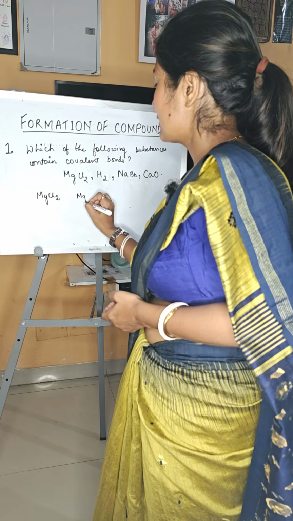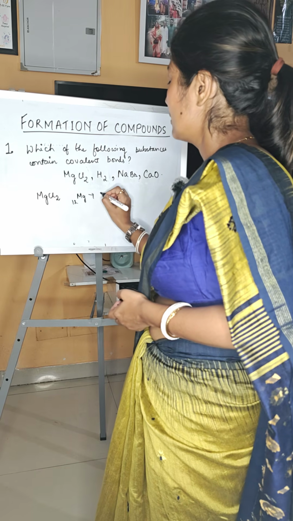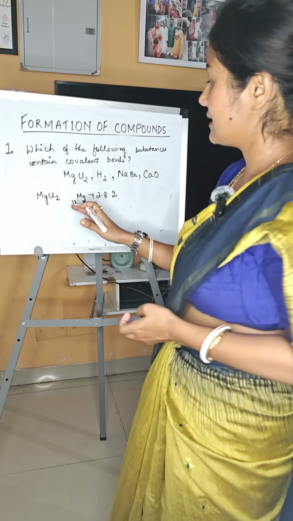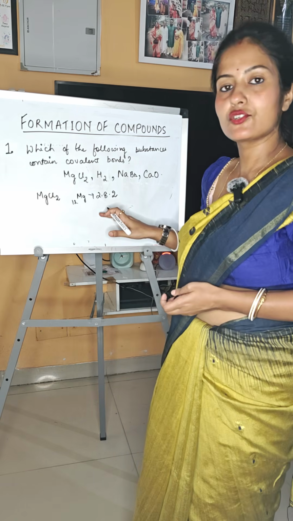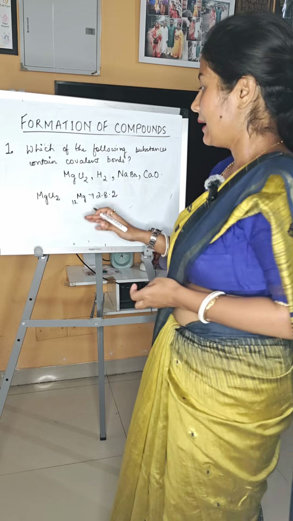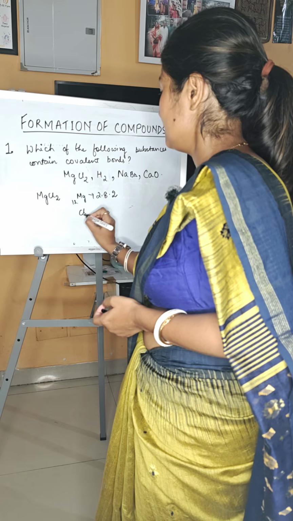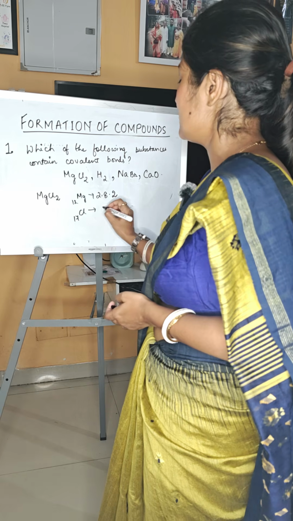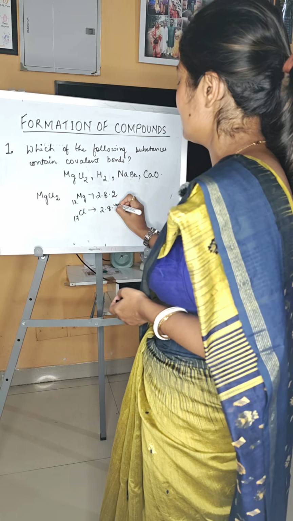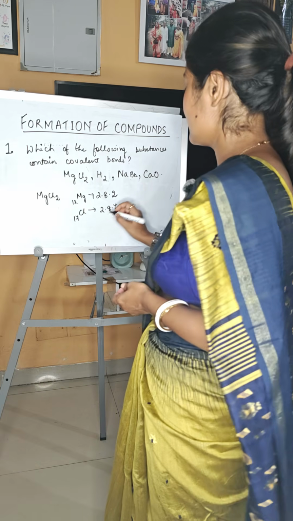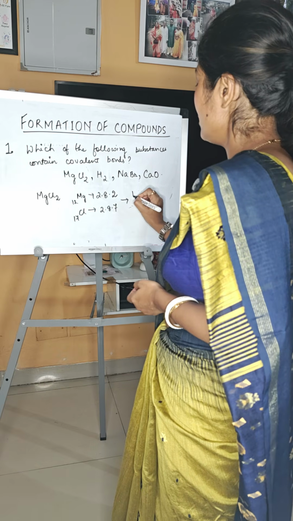So magnesium atomic number is 12, electronic configuration is 2, 8, 2. So it has a tendency to donate these 2 electrons to some other species and achieve the nearest noble gas configuration of neon. In case of chlorine, atomic number is 17, electronic configuration is 2, 8, 7. So it will have a tendency to accept 1 electron in its valence shell. So how will they form a bond?